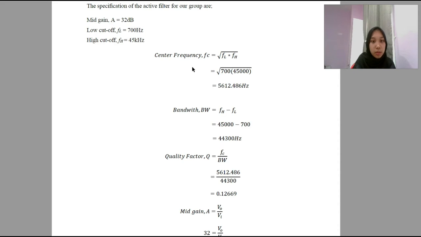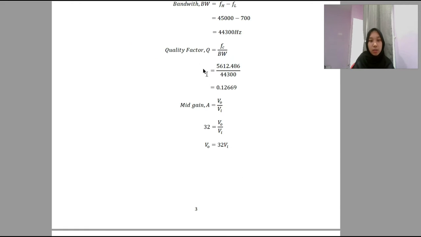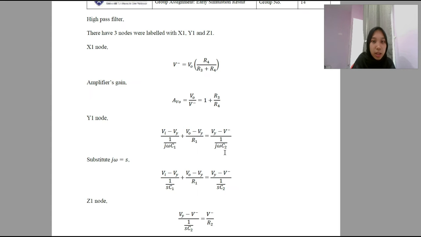So from here, we can get the center frequency, fC, by using this formula. So we got 5612.489 Hz. Bandwidth, by using this formula, we got 44.3 kilohertz. The quality factor, Q, we got 0.12669.